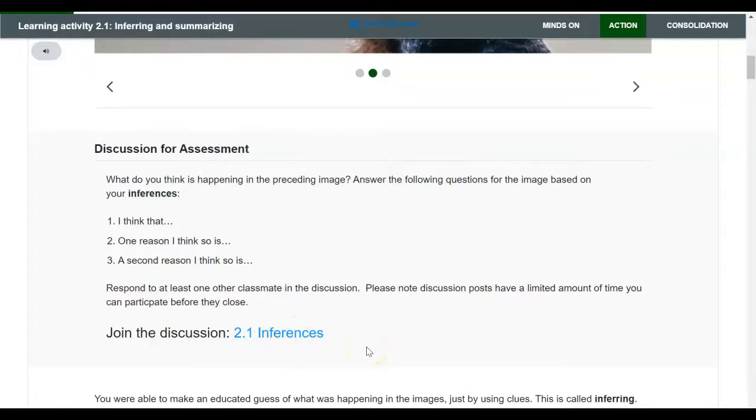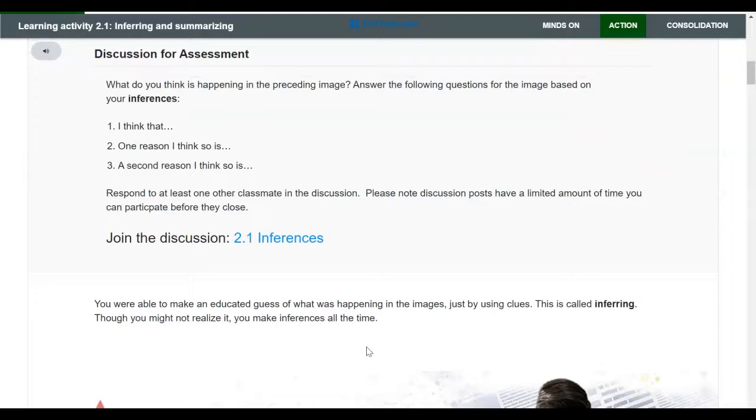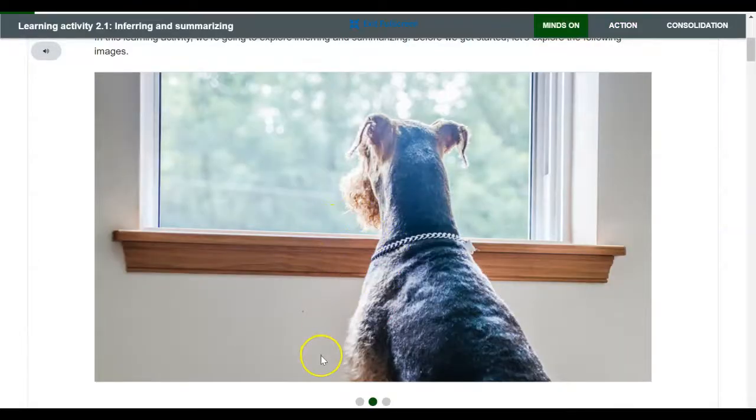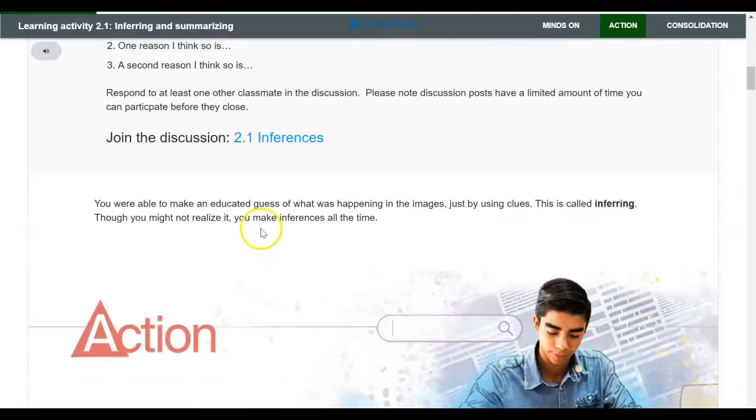And when you're using inferences, again, it's just what you're thinking, so there is no necessarily right or wrong answer to that question regarding this photo here of the dog looking out the window. So then it talks about you're making an educated guess on what you think is happening, and that is what inferring means.